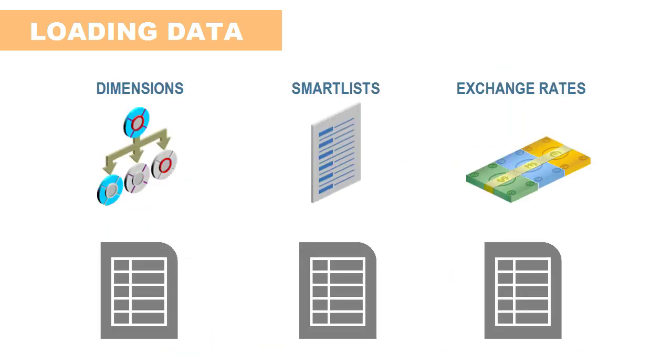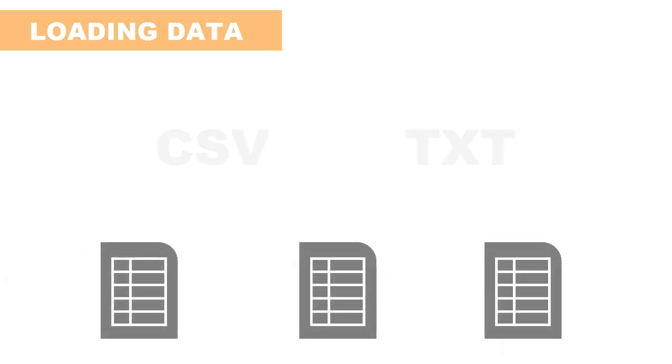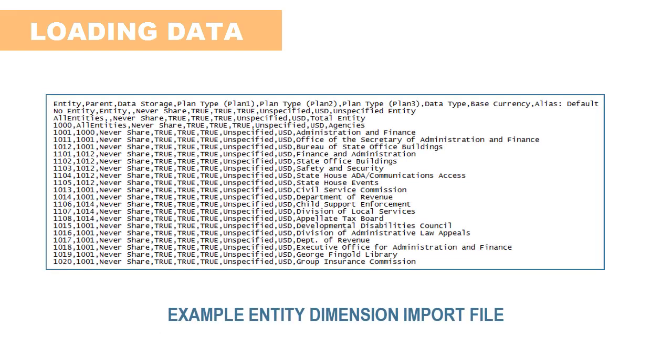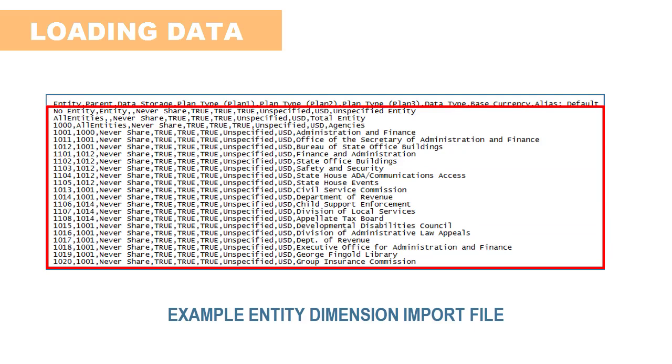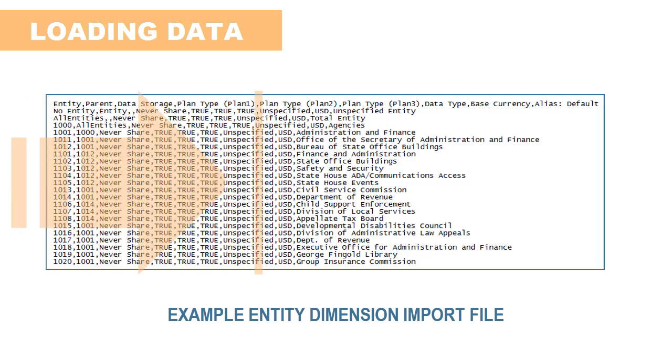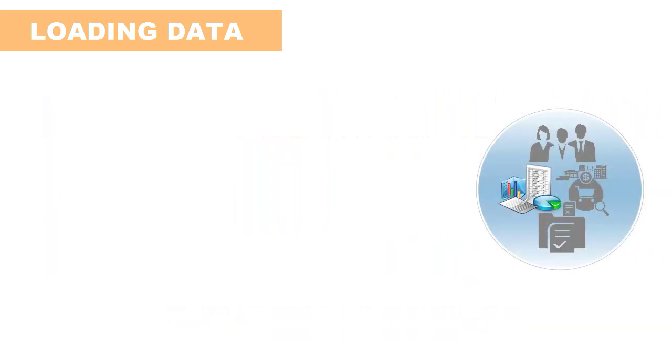Before you begin, create a data file for each artifact that you want to import. Your data file must be formatted and saved as a CSV or text file using valid delimiters. Here's an example. The import file must contain a header record, and then below the header record, a list of data records that you want to import or modify. If you need a sample, run the export process and use that as a template.